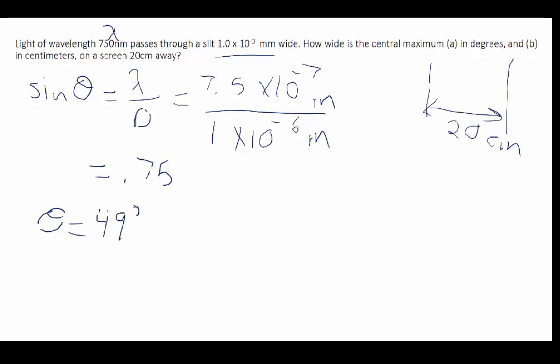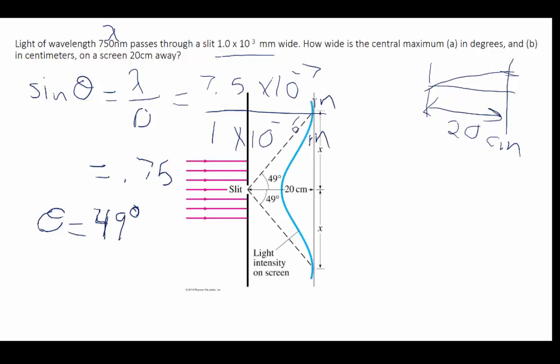Now remember, this angle being 49 degrees is the angle from the center line out to the first minima. So really what we have here is that the total angular width of the maximum is 49 degrees at the top plus 49 degrees at the bottom, or 98 degrees is the width of the central maximum in degrees.